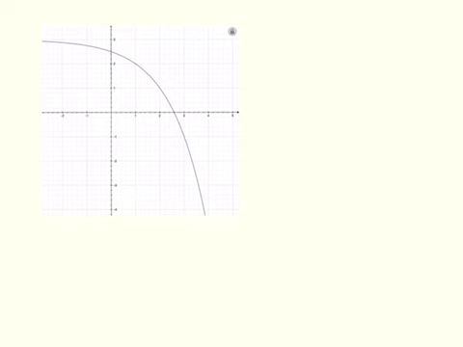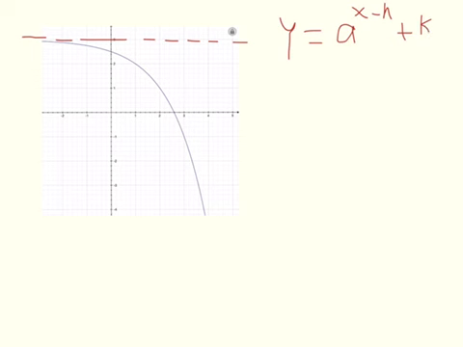So for this final graph, we have to pay attention to the function. It looks like it is decreasing very fast after the asymptote. So that means that the base is not a positive number but a negative number. So again, let's find out the horizontal asymptote first, and that gives you an idea of the vertical movement. So the horizontal asymptote is moved 3 units up. That is then a to the x minus h plus 3.